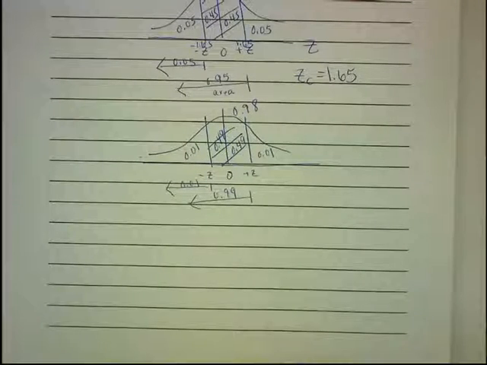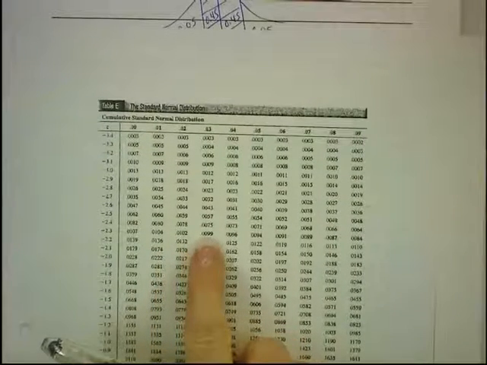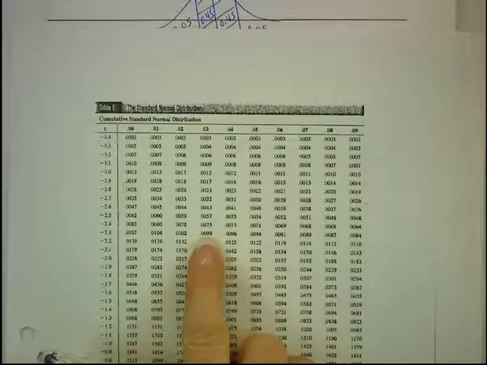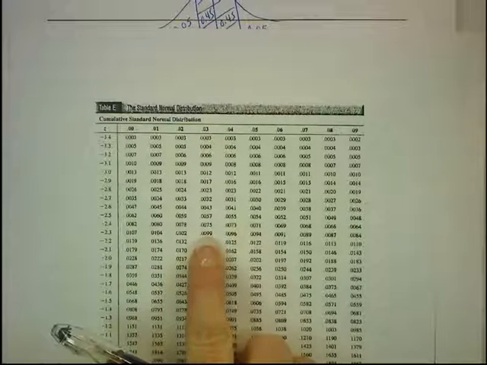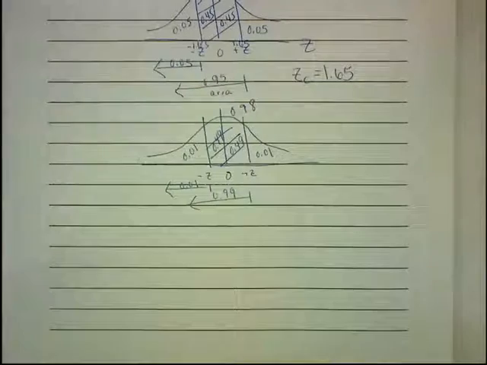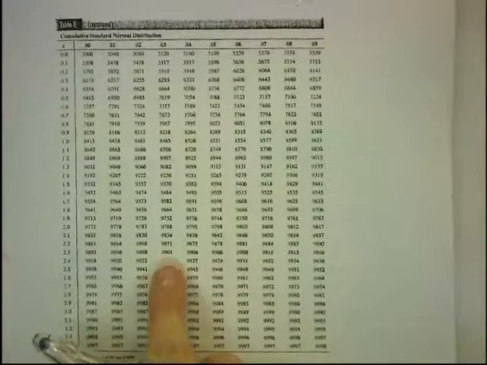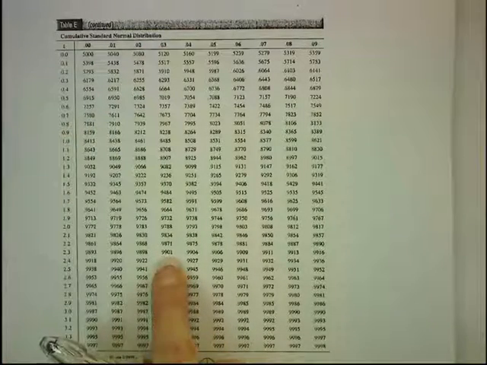Again, keep in mind, calculator people, you could use invert the norm. But 0.01, the closest area to it is 0.0099. And when you work your way out, it's negative 2.3, and up is 0.03, so a negative 2.33. And then the closest area to 0.99 is 0.9901. Work your way out to 2.3 and up to 0.03. So it's a positive 2.33.